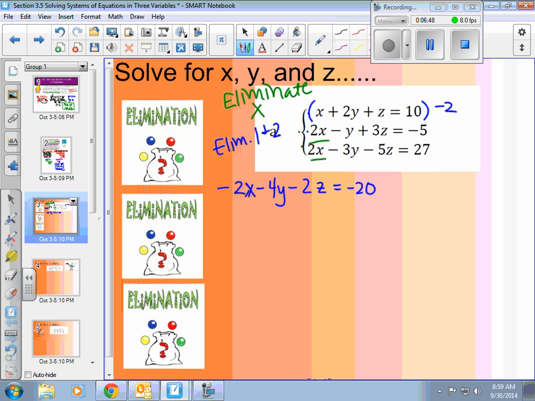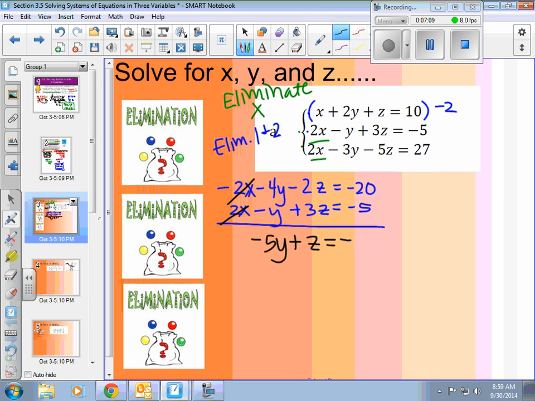And then I'm just going to rewrite the second row, and I simplify. My x's will cancel. -4y minus y gives me -5y. -2z plus 3z gives me z. And then -20 plus -5 gives me -25. So there is my elimination of rows 1 and 2.